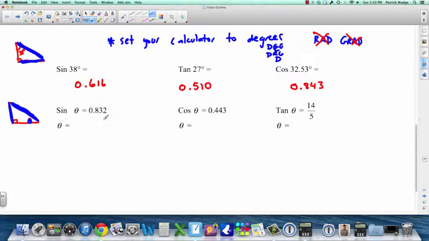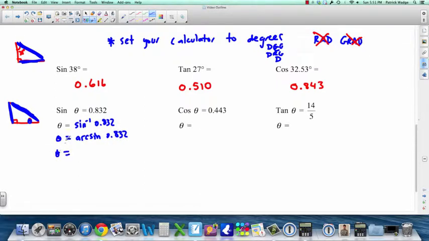So here you're doing the opposite. You're not actually doing sine, you're doing inverse sine. The way you show that is you put inverse sine of 0.832. Or if you want to look really fancy, and they do this in university all the time, instead of doing this inverse sine, the sine -1, you put arc sine. It means exactly the same thing, of 0.832.